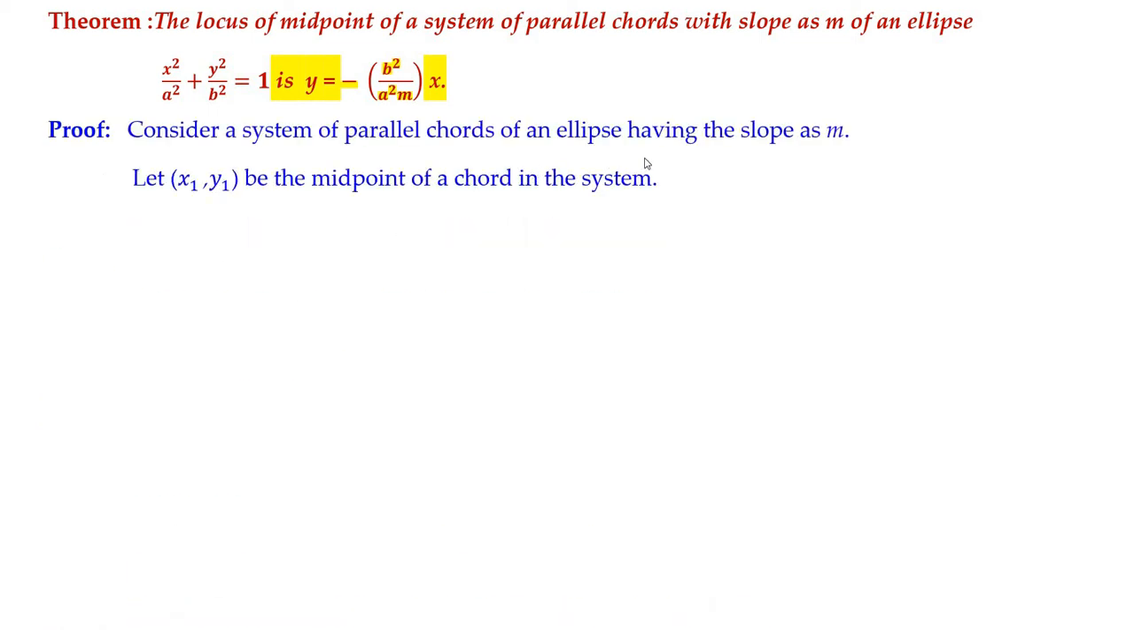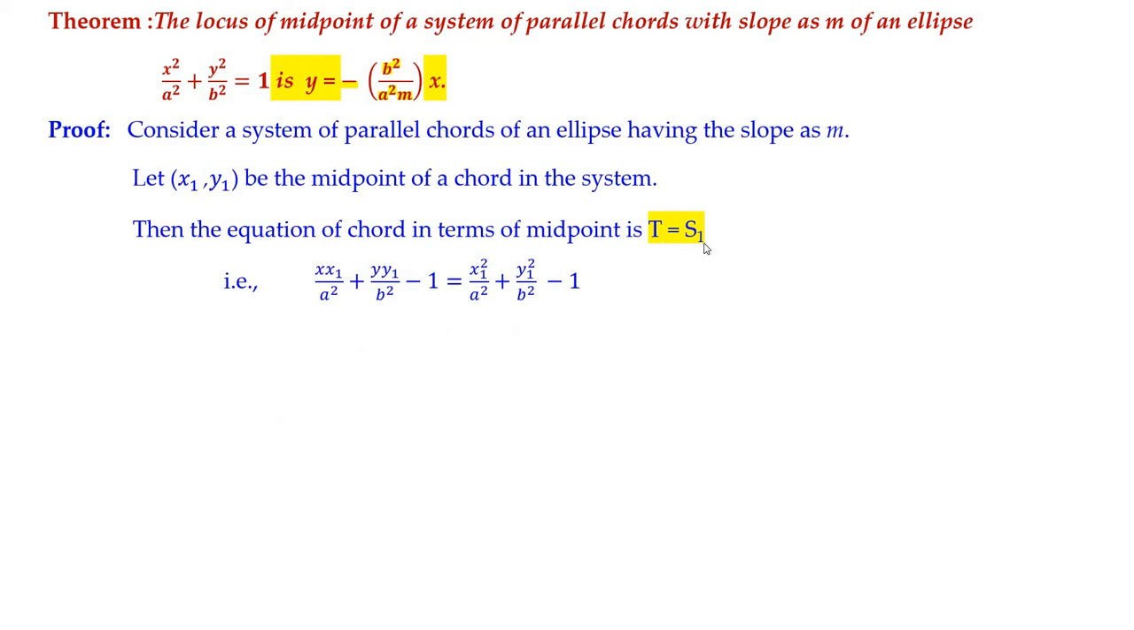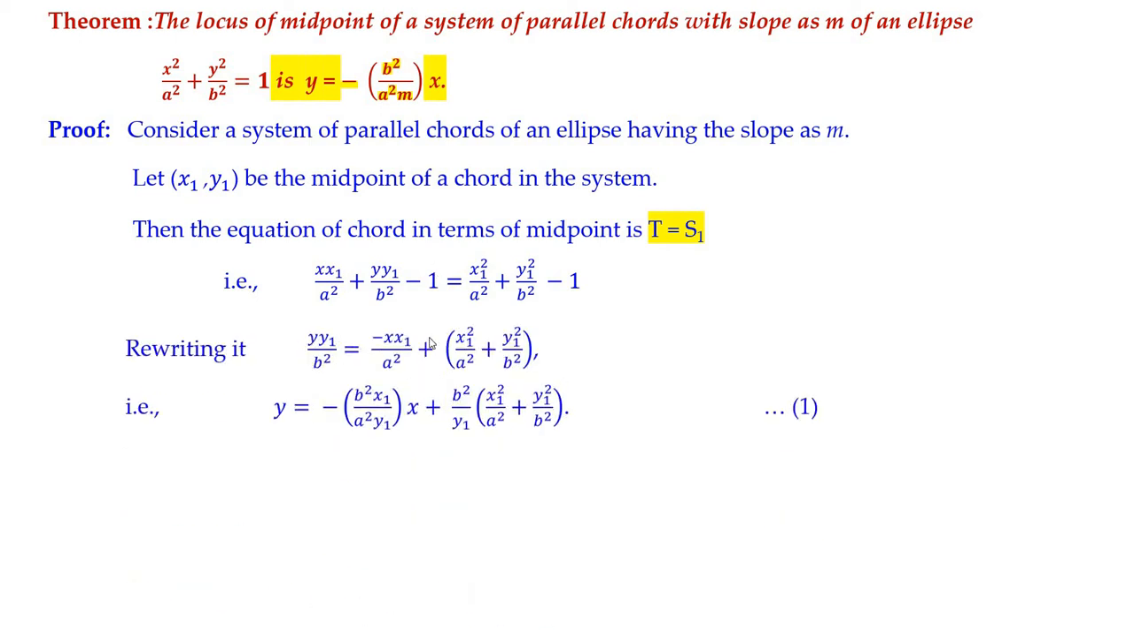We consider a system of parallel chords of an ellipse having the slope as m. Now let x1, y1 be the midpoint of a chord in that system. Then we can write out the equation of the chord in terms of its midpoint, namely T is equal to S1. So T actually stands for xx1 by a square plus yy1 by b square minus 1, and S1 stands for x1 square by a square plus y1 square by b square minus 1 in the case of ellipse. Now we will rewrite it, and further rewriting it we get this to be of the form y is equal to mx plus c.